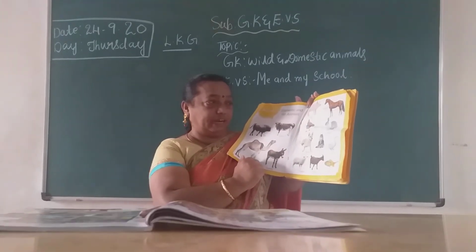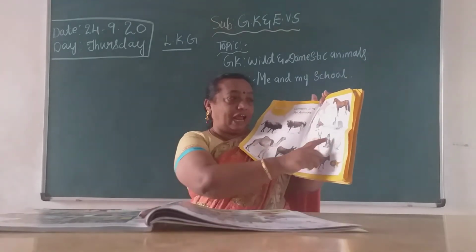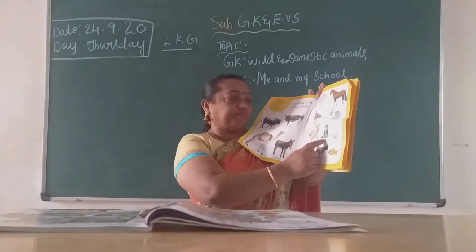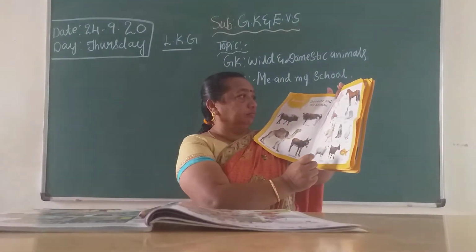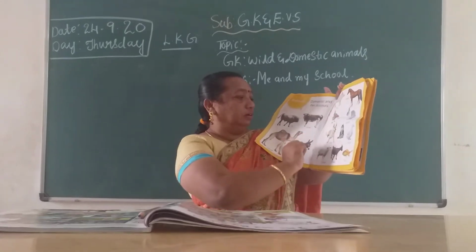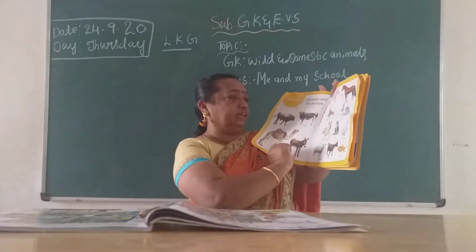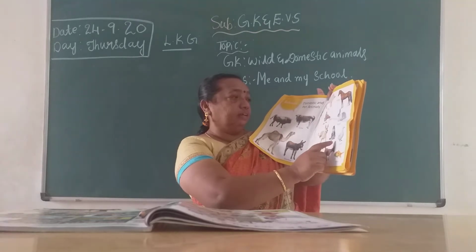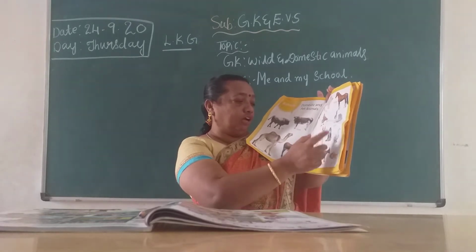Domestic animals. You like them, no, children? Some of them are like rabbit, dog, and the cat. Where is the cat? Cat. Okay, children. Dog, cat. Some of them are like cat, dog, rabbit, fish.